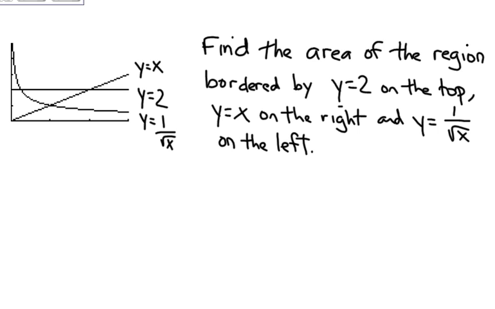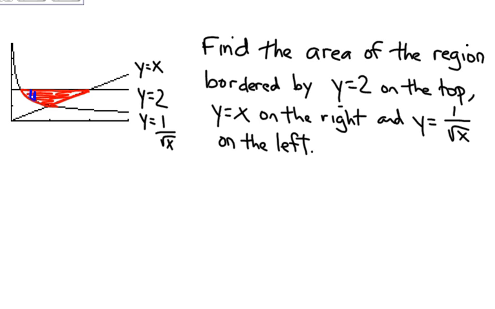Alright, another example here. I've got to read the problem carefully so that I can sort of work out what it's talking about. It says y equals 2 on the top, y equals x on the right, 1 over square root of x on the left. So it's talking about this region. If I draw in my rectangles here, we've got a problem.